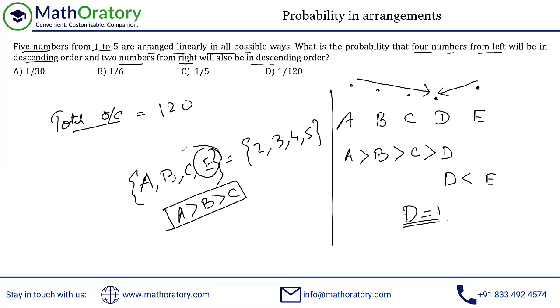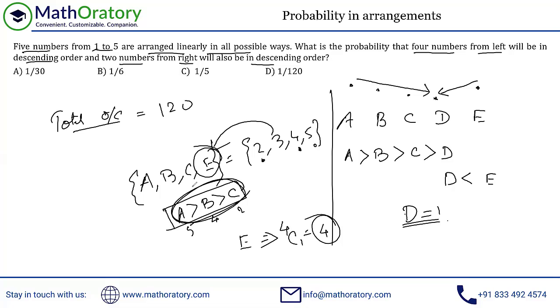So E is independent of ABC. E can be anything, right? So E has four different choices. It can be picked in 4C1, that is four ways. And once you do that, for example, if you pick 2 for E, the ABC has to be 3, 4, 5. So once ABC is fixed to be 3, 4, 5, we already have the ordering, right? So A has to be 5, B has to be 4, and C has to be 3. Similarly, if I pick 3 for E, we have 2, 4, and 5 to be allocated to ABC. Then again, A has to be 5, B has to be 4, and C has to be 2, right? Because this order has to be maintained.